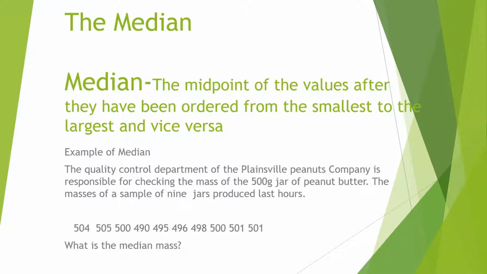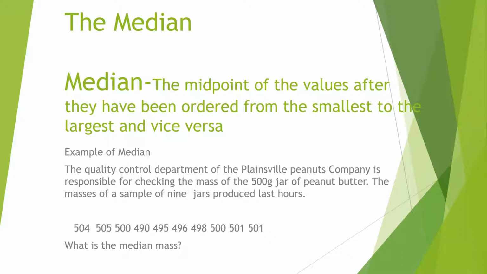The quality control department of this Peanuts company is responsible for checking the mass of 500 jars of peanut butter. The masses of a sample of nine jars produced last hour are: 504, 505, 500, 490, 495, 496, 498, 500, 501, 501. What is the median mass?